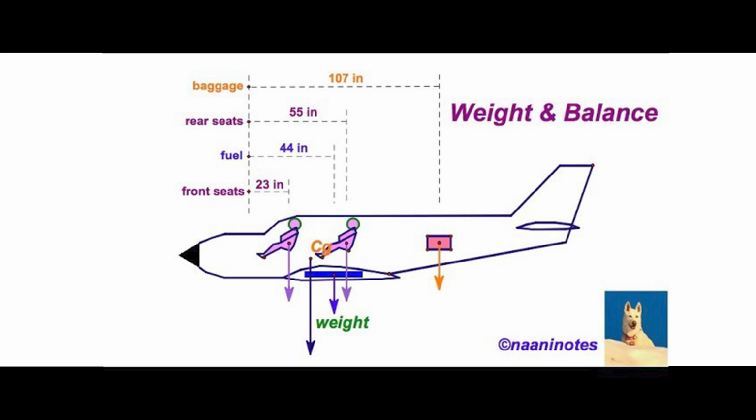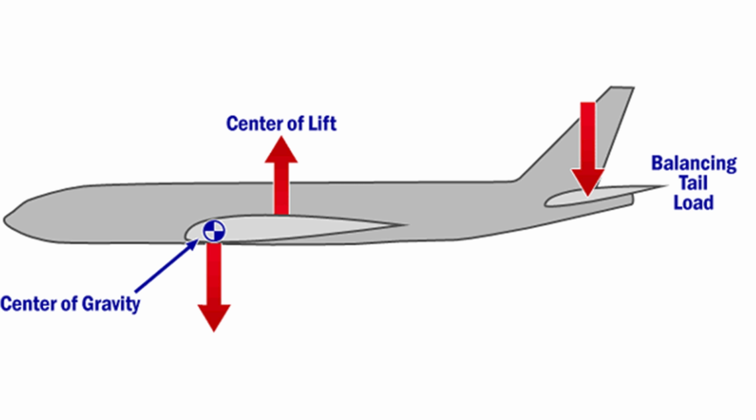Additionally, the distribution of weight within the airplane plays a significant role. Engineers carefully calculate the center of gravity to ensure that the airplane is balanced. Shifting too much weight to the front or back could make the airplane harder to control.